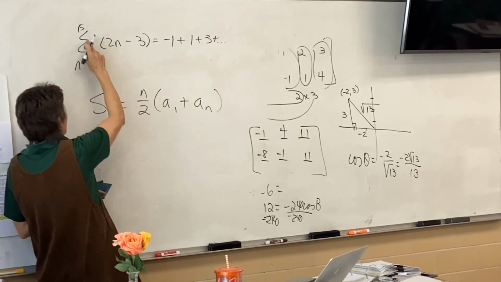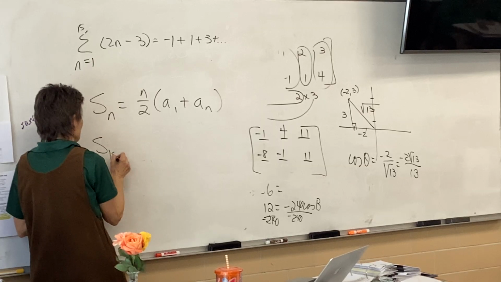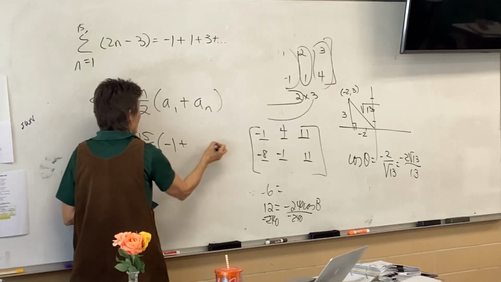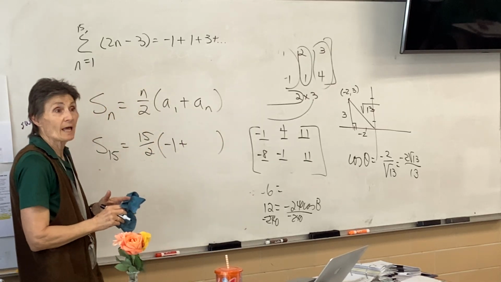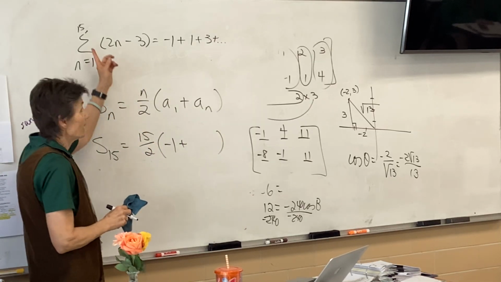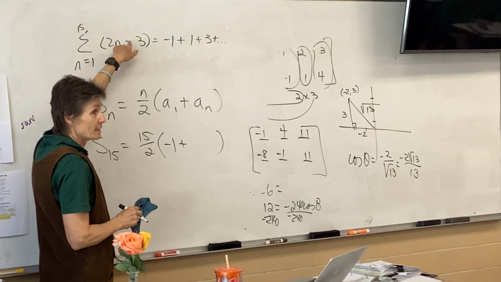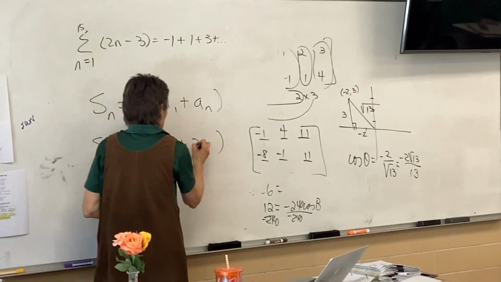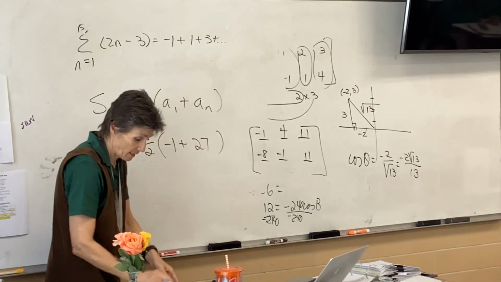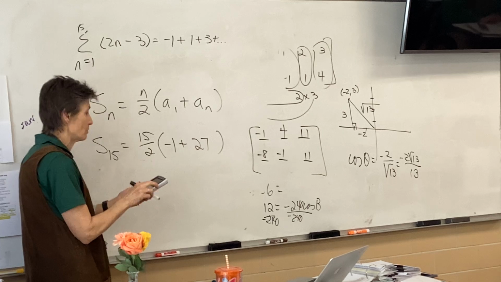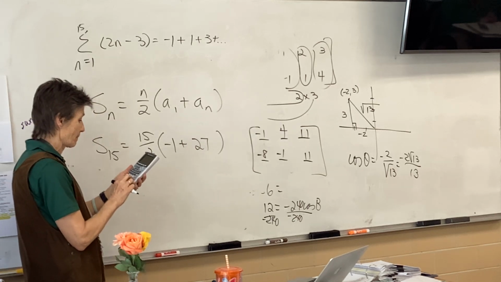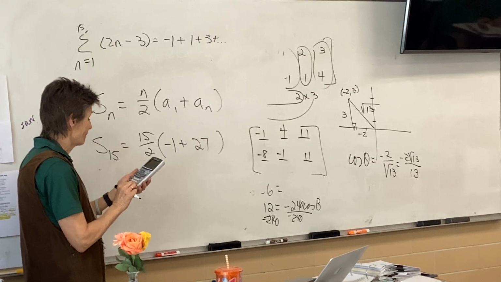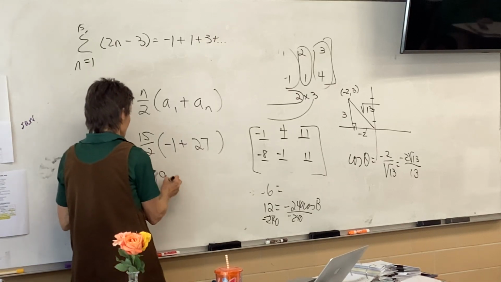So how many terms am I adding up? Going from 1 to 15. There's 15 of them. So 15 over 2. I already figured out the first one's negative 1. And now I need the last one. I can get the last one by plugging in 15, and that gives me 27. And then I can type that in on my calculator. That would be a calculator problem. 7.5 times 26. It's 195, I think.